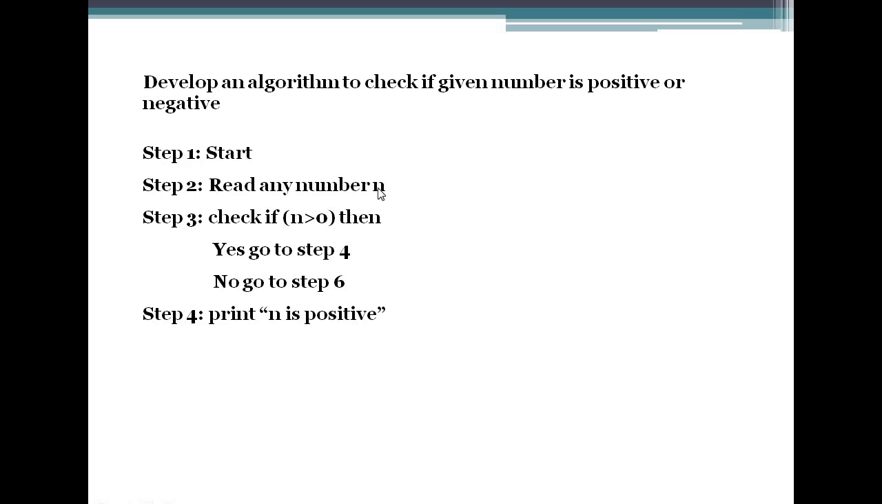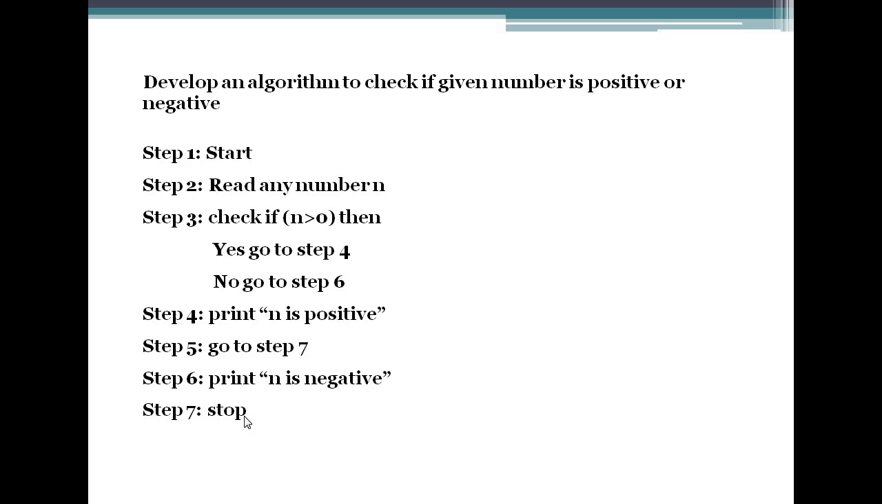Now suppose we take another example, n is equal to minus 2. Check if minus 2 is greater than 0. No. Then what do we have to do? No. Go to step number 6. So we have put one more step over here, step number 6. If minus 2 is not greater than 0, the answer is no. Go to step number 6. Print n is negative will get printed. And last step, stop.